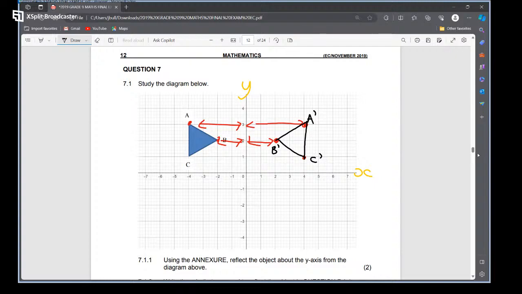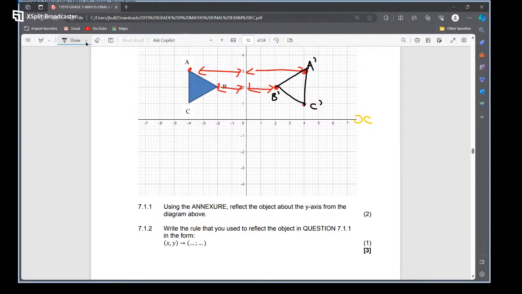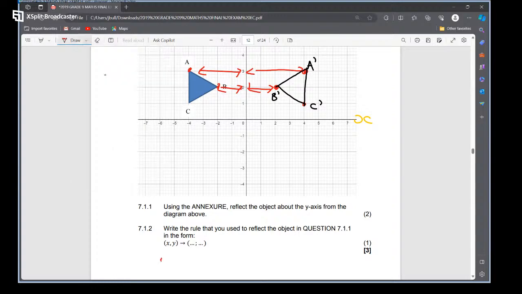If we look then at the next question, write the rule that you used to reflect this in this form. Okay, so we just need to see what happened, what did we do to the x points, what did we do to the y points. So this is actually a pretty cool rule. It's quite a useful one to remember. So if you are reflecting across the y, like we did here, then the y stays the same, but your x just changes sign. And it's the same if you reflect across the x, then the x stays the same, but the y sign changes.